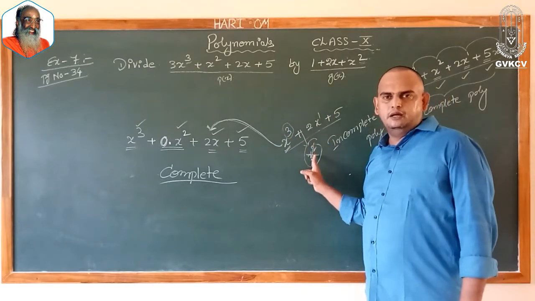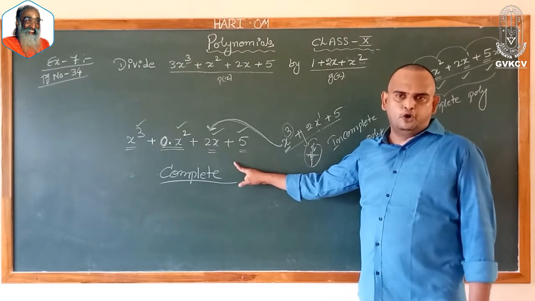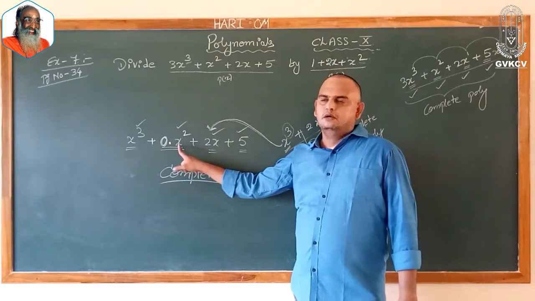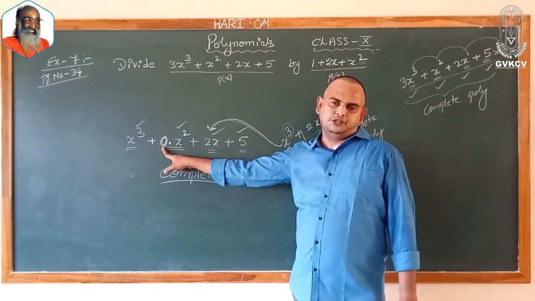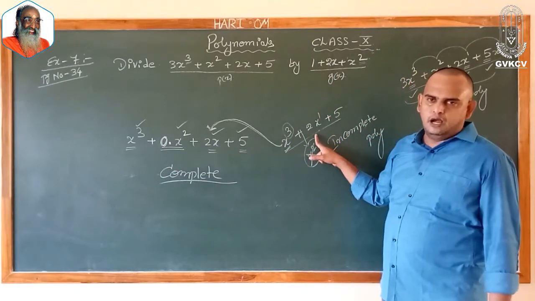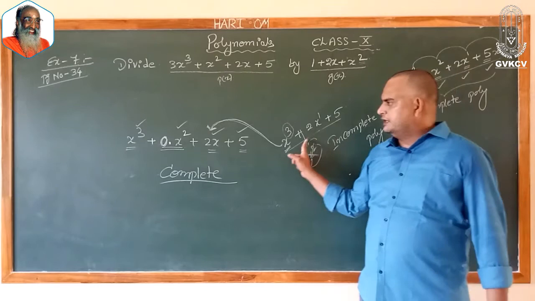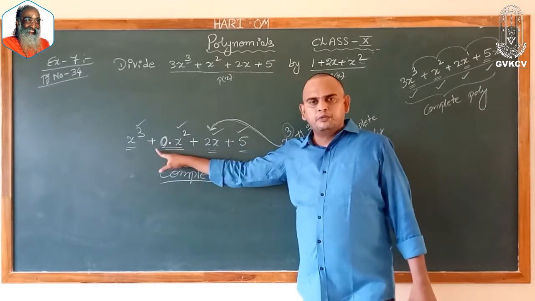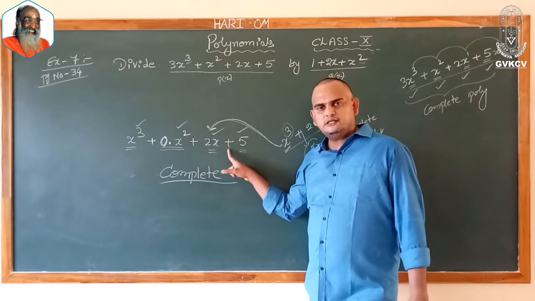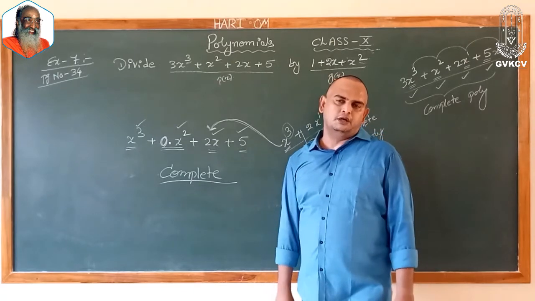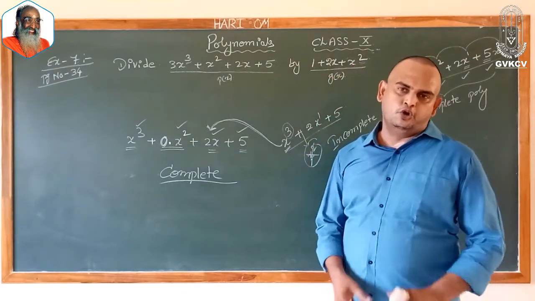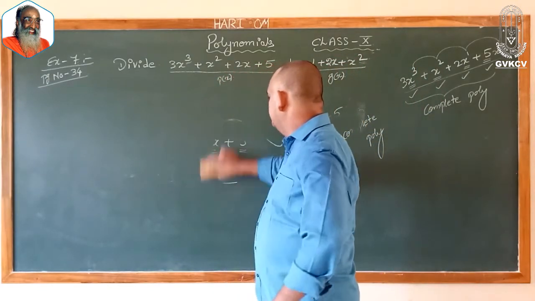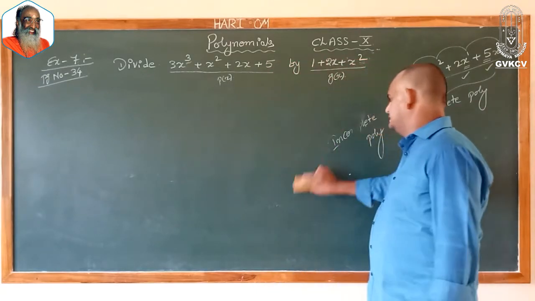If they are incomplete, let us convert them into complete polynomial. How to convert? Whatever term is missing in the polynomial should be taken with zero coefficient. Here, in this polynomial, I don't have x squared term, so I have taken the x squared term with zero coefficient. So finally, x cubed plus 0 into x squared plus 2 into x plus 5, I have a complete polynomial. These are the two conditions we need to observe before going to divide the polynomials.